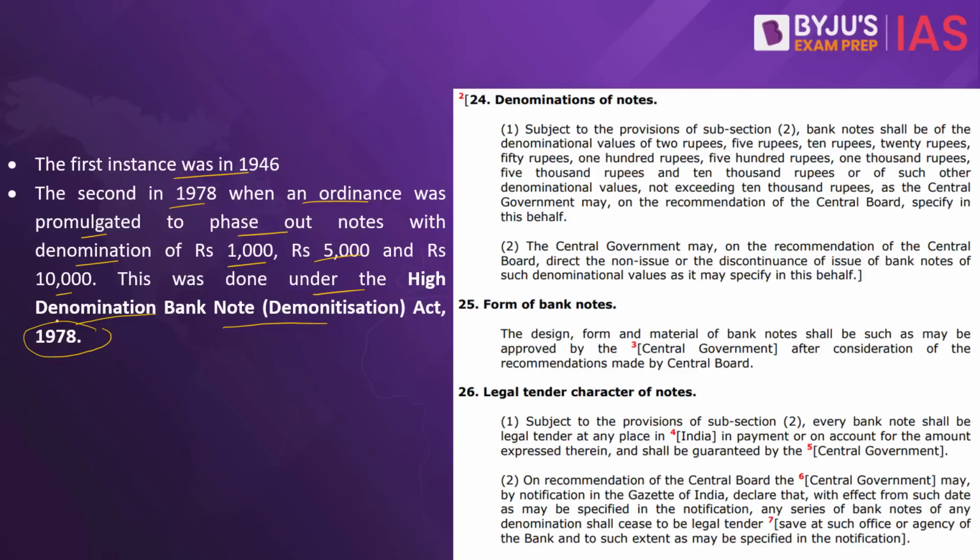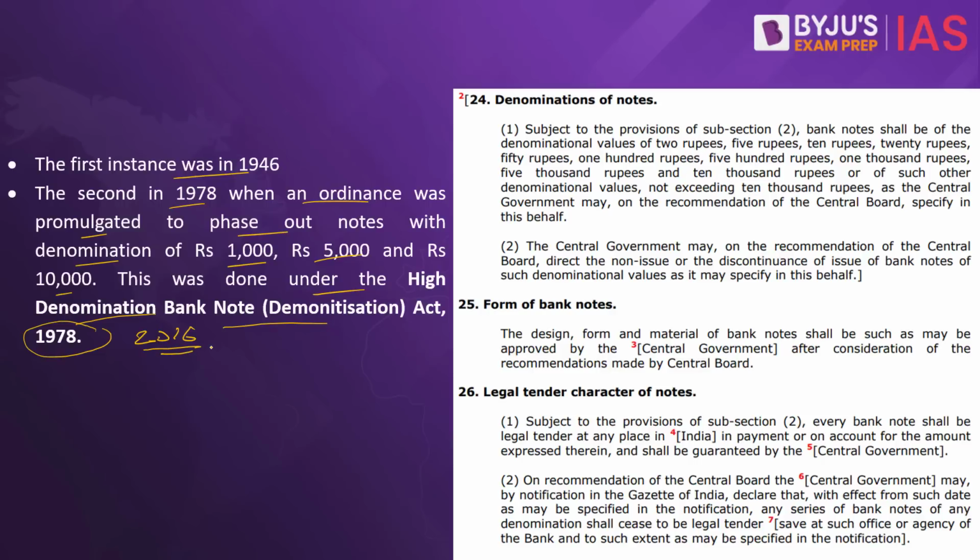So what is the difference between 1978 and 2016? When you look at 1978, the amount of cash that we had in the system was far less in comparison to 2016. In 2016, the Indian economy had expanded. So the amount of cash that we had in 2016 was far greater in comparison to 1978.